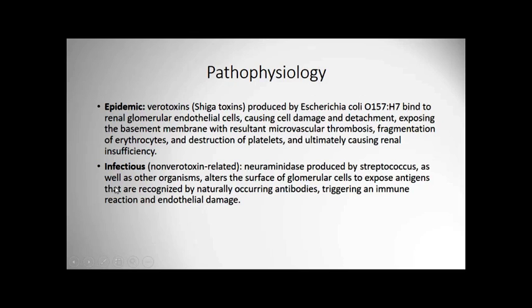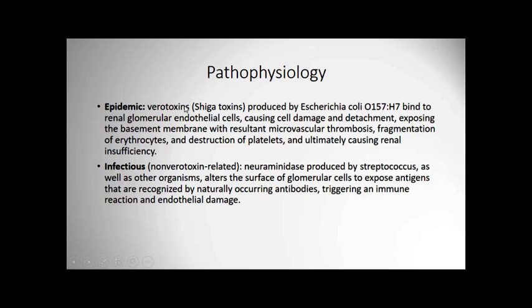There can be two types. One is epidemic, as a result of the Shiga toxin produced by these bacteria. This toxin will bind to the endothelium in the glomerulus, causing damage and detachment of the endothelium, exposing the basement membrane, forming thrombosis because of activation of the coagulation cascade. Okay, hemolytic anemia, fragmentation of the erythrocytes forming, remember, schistocytes, platelet destruction, and renal failure.